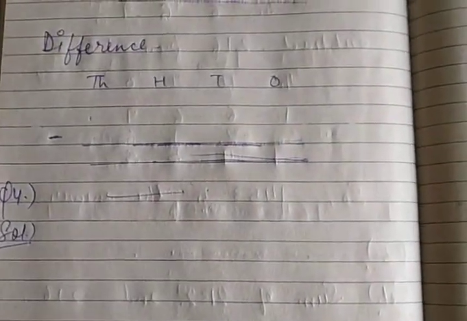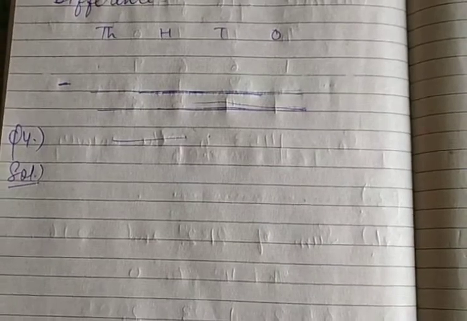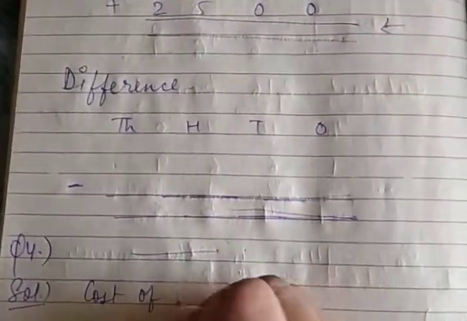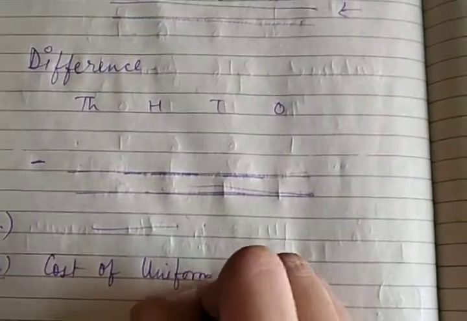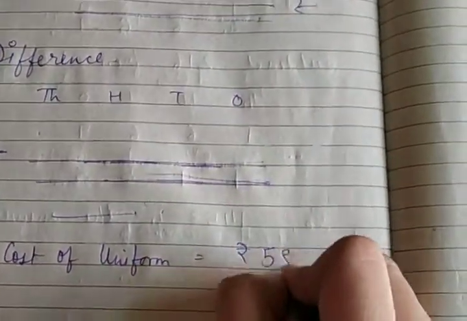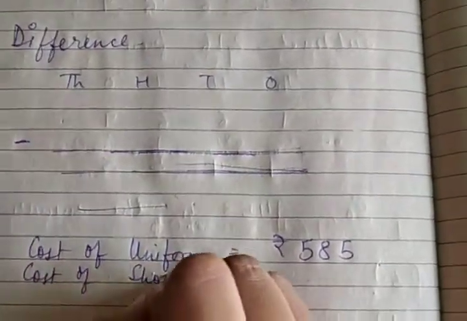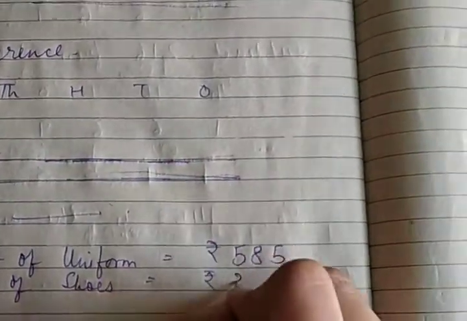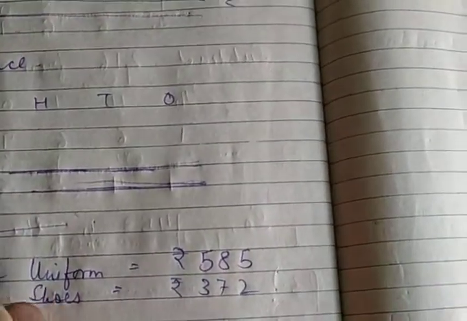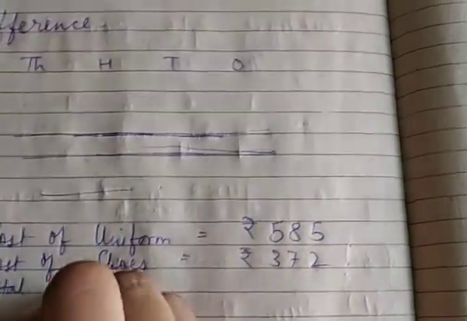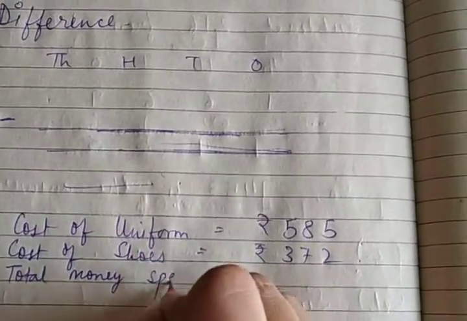Tanu bought her uniform for rupees 585 and shoes for rupees 372. She gave rupees 1000 to the shopkeeper. How much money should she get back? So, cost of uniform is equal to rupees 585. Cost of shoes is equal to rupees 372. Total money spent. So how much total money did she spend?